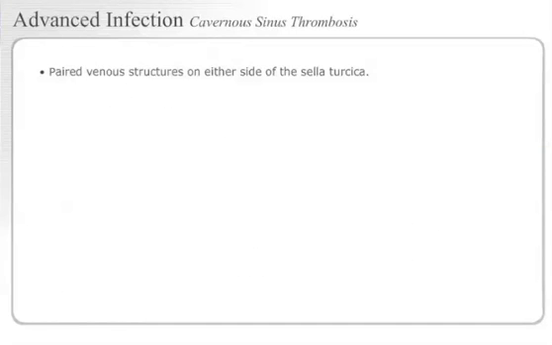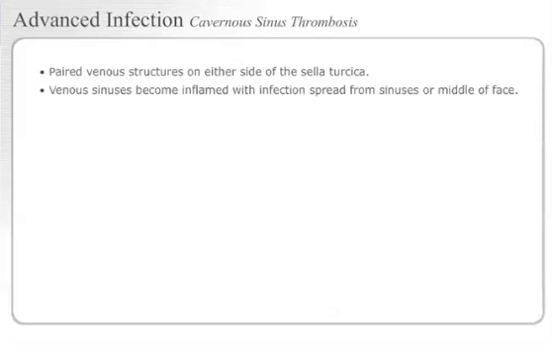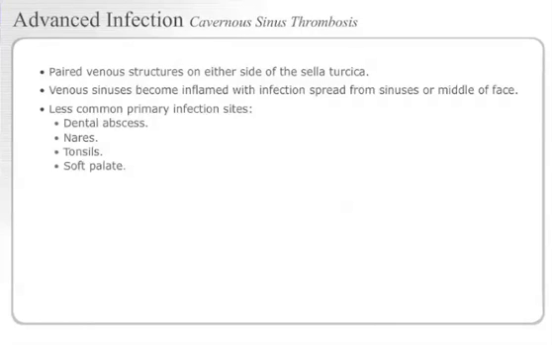The cavernous sinuses are paired venous structures located on either side of the sella turcica. In this condition, the venous structures become inflamed with spread of infection from the sinuses or middle third of the face. Less commonly, primary sites of infection are a dental abscess, nares, tonsils, soft palate, or the orbit. Staphylococcus aureus is the most common microbe associated with this infection. Clinical presentation can vary from acute to subacute.